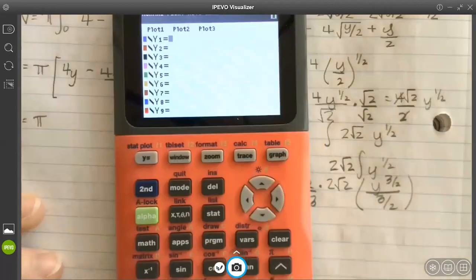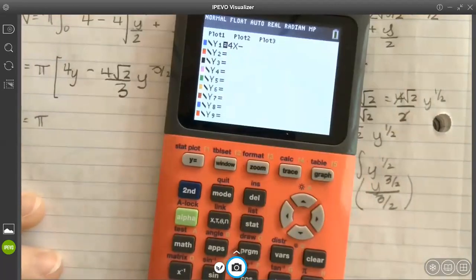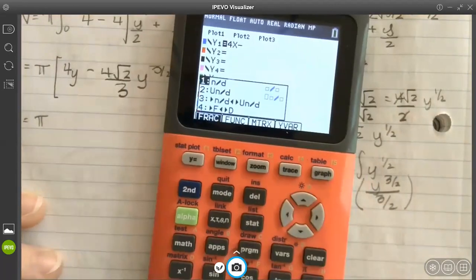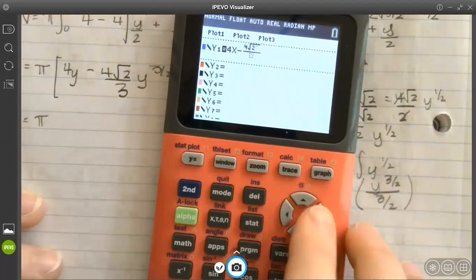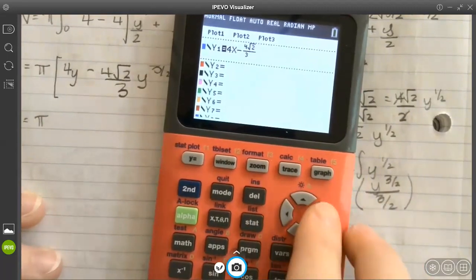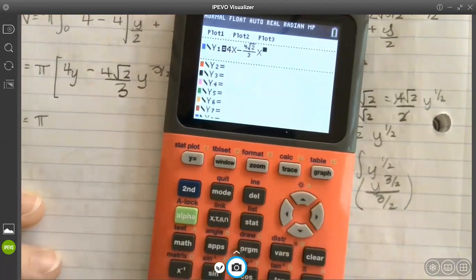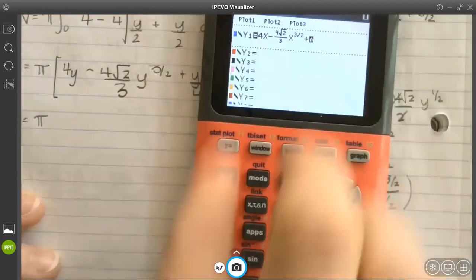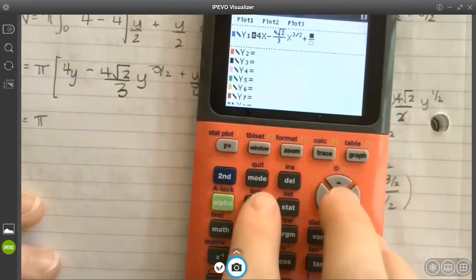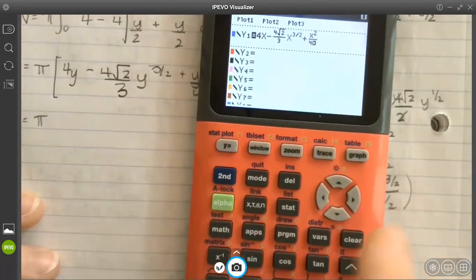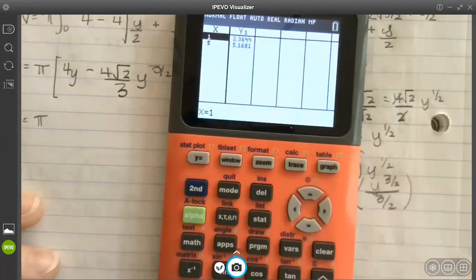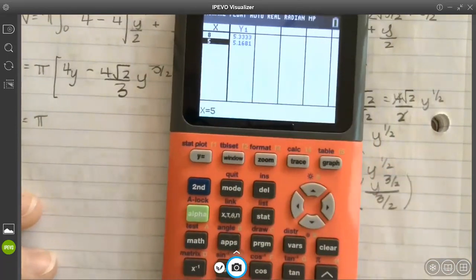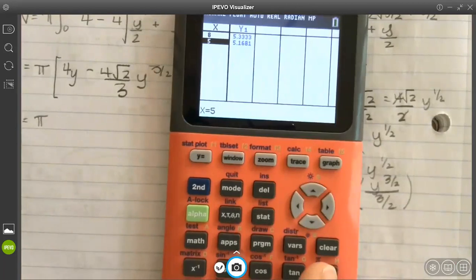All right, so 4x minus alpha y equals 4 square root 2 over 3x to the 3/2 plus x squared over 4. And then we're plugging in 8. So we get 5.3333. What is 5.333?